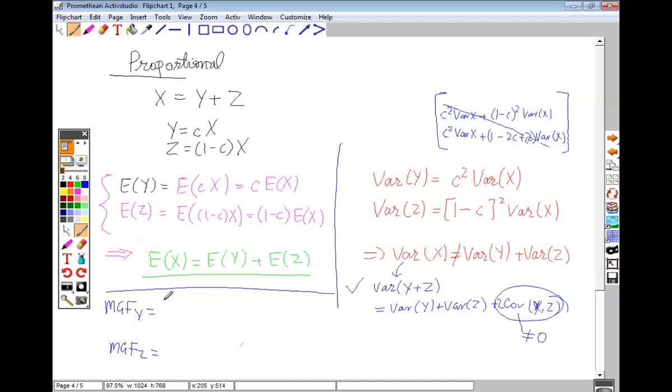How can I write my MGF of Y? So what will be the formula for MGF? Does anyone remember? Expected value of e raised to t into y. And then what should I do next? Substitute. It will be expected value of e raised to t into cx.